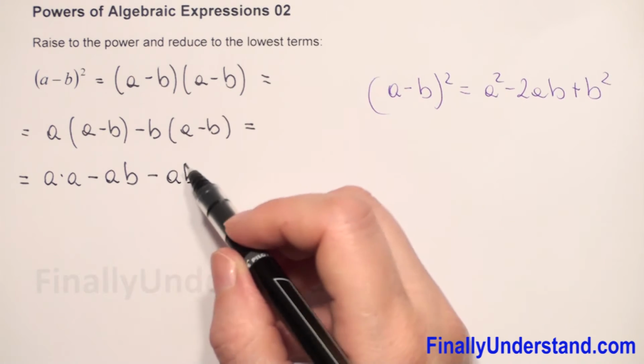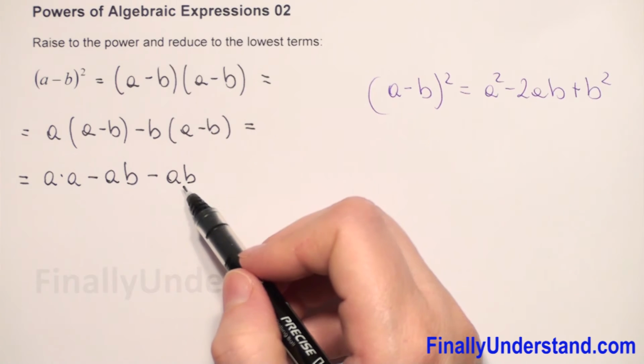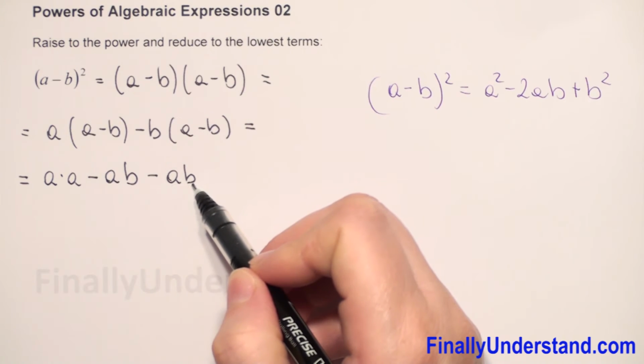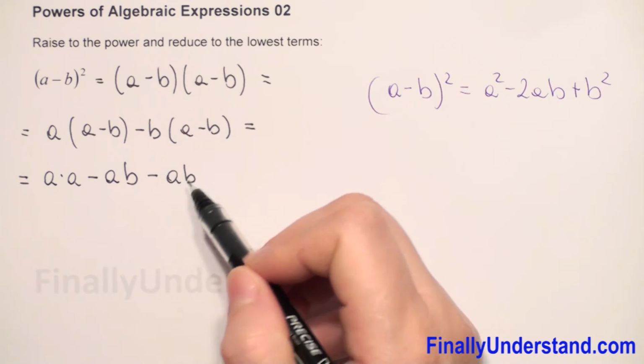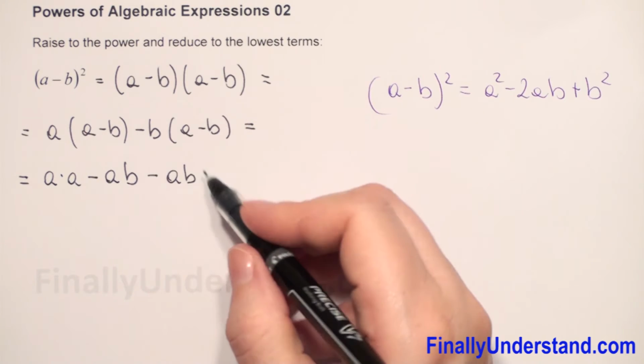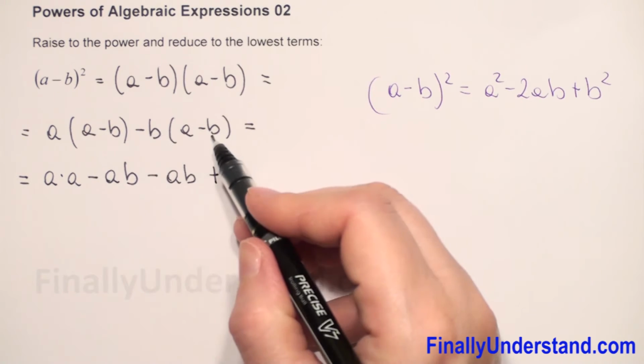I just changed the order. In the alphabetic order, first I write a and next b. Because we have multiplication, so I can do this. Negative times negative give me positive. B times b we have.